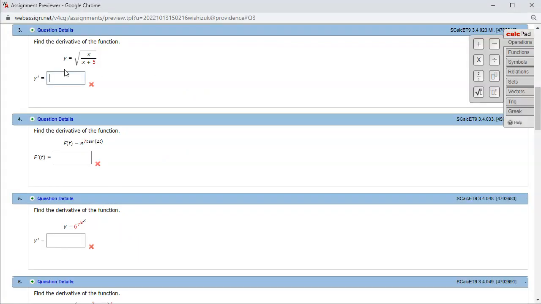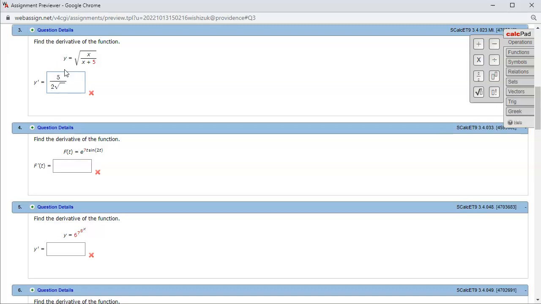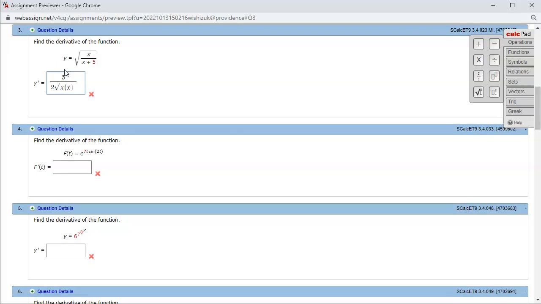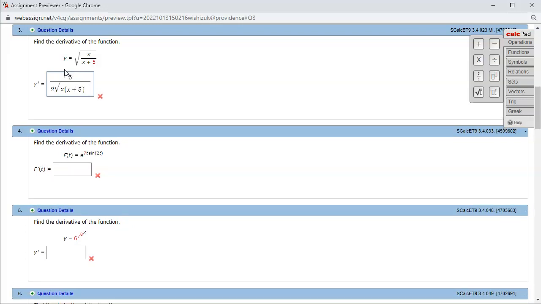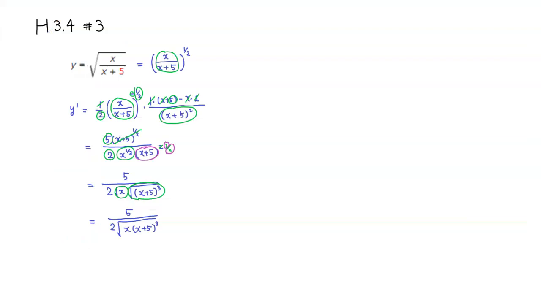What we got was 5 over 2 times the square root of x times x plus 5 raised to the third power. Let's check the answer. I came back and it looks like we got this one correctly. That's it. I hope that this was clear.